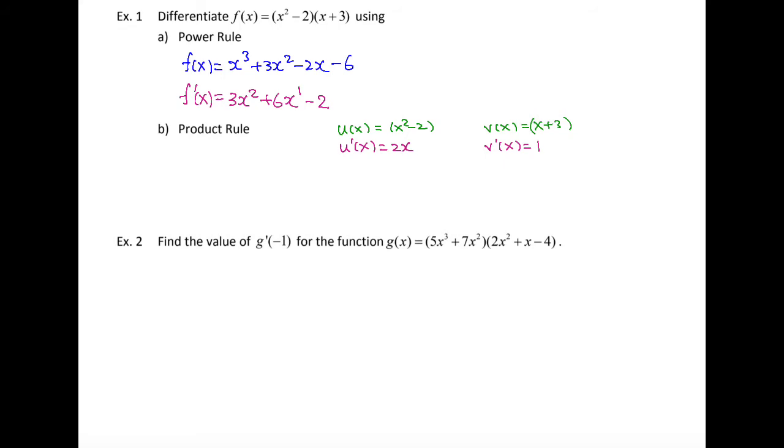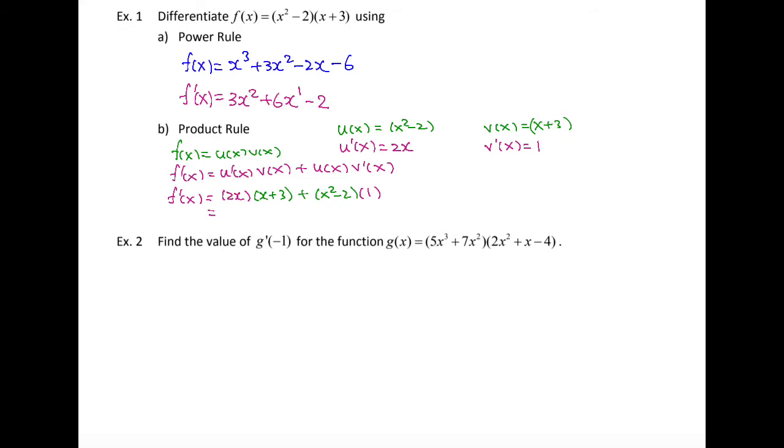And now let's use the formula. So the formula is f(x) equals u(x) times v(x). Then the differentiation f prime x will become u prime x times v(x) plus u(x) times v prime x. So let's substitute what we have. u prime x is 2x, and v(x), which is x plus 3, plus u(x), which is x squared minus 2, and v prime, which is 1.